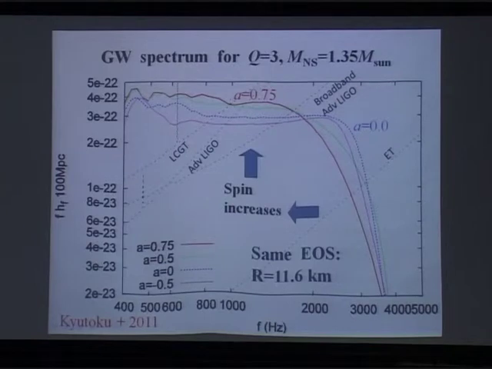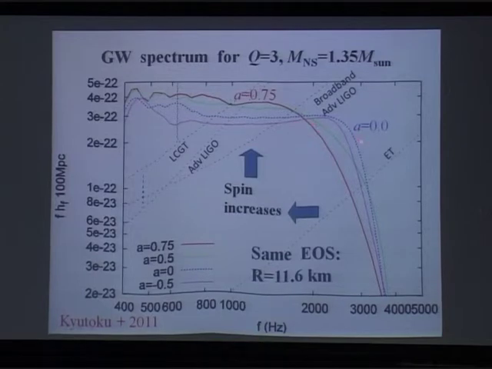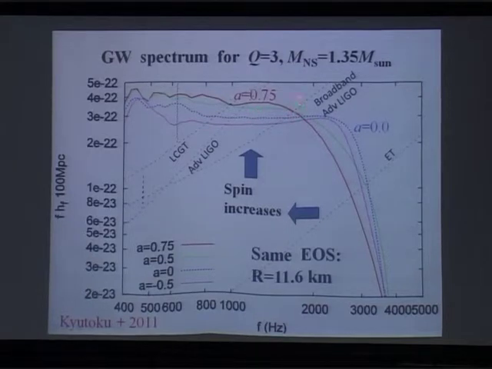But anyway, in the presence of a spin, the situation is slightly improved. This is a Fourier spectrum for this black hole neutron star binary. The mass ratio is fixed, neutron star mass is fixed, and also the equation of state is fixed. But the black hole spin is changed. This shows that with the increase of black hole spin, this cutoff frequency shifts to the lower frequency side like this. And also by the spin effect, the amplitude increases like this. So the presence of spin is very important for observing this cutoff frequency.